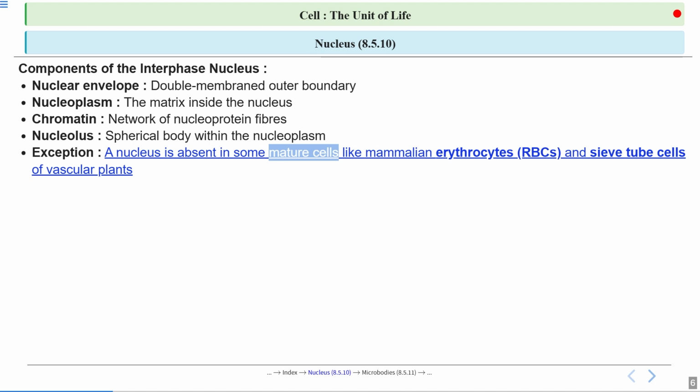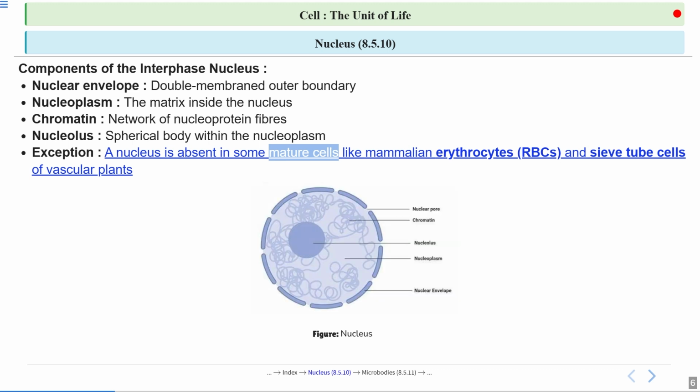Then there are some cells present in plants, which are known as sieve tube cells. These sieve tube cells also lack a nucleus. They are associated with companion cells, which help these sieve tube cells. For more information you can read about the phloem, which is a part of the vasculature of the plants. So these two cells lack a nucleus.